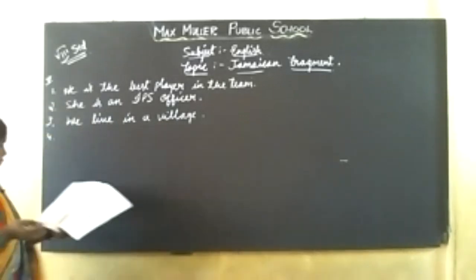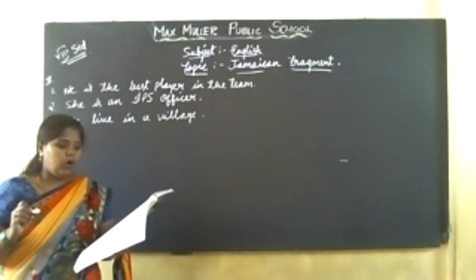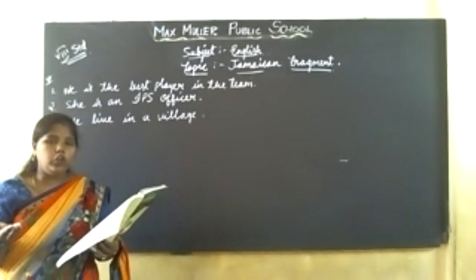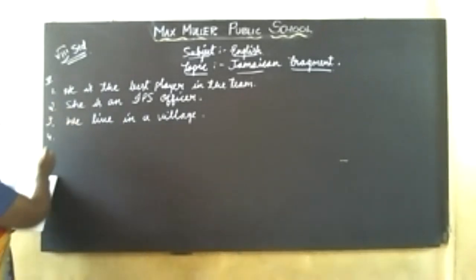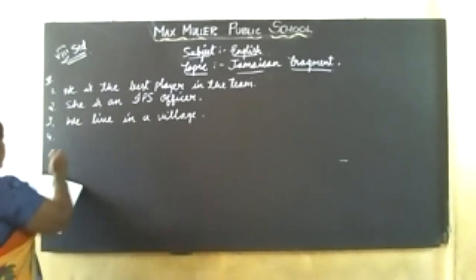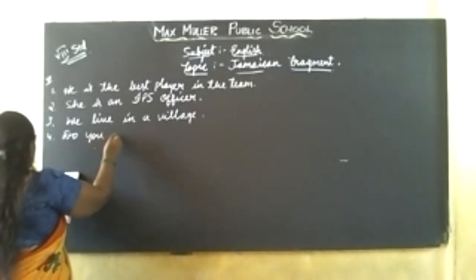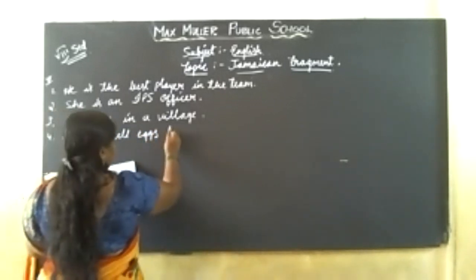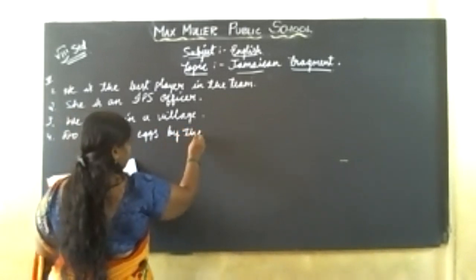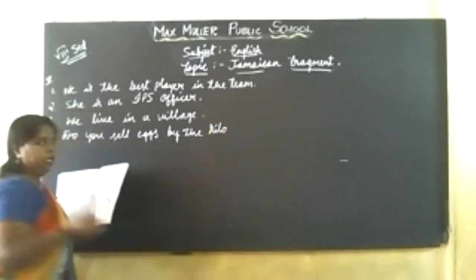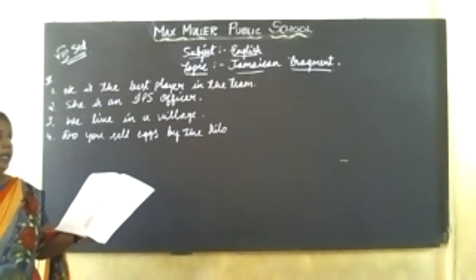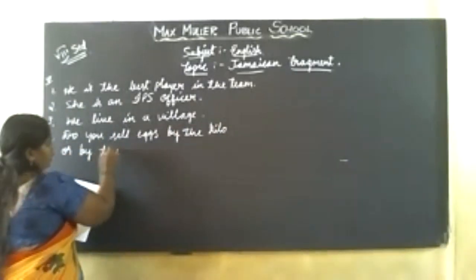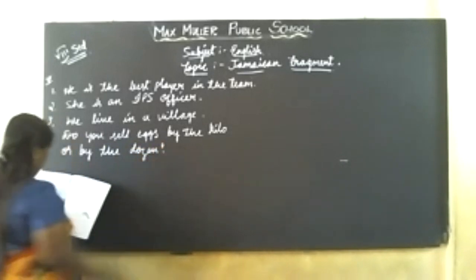So the fourth one, do you sell X by kilo or by dozen? Okay, see now what we have to show here. Do you sell X by the kilo? See here, I want to mention it, right? In which you are going to sell that X, right? So the kilo or by the dozen. So here see, or by the dozen.